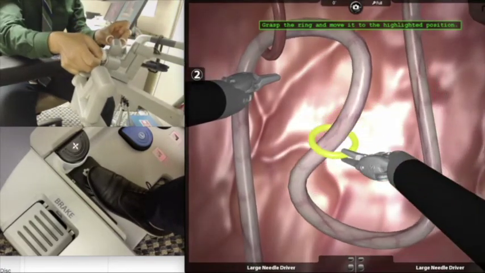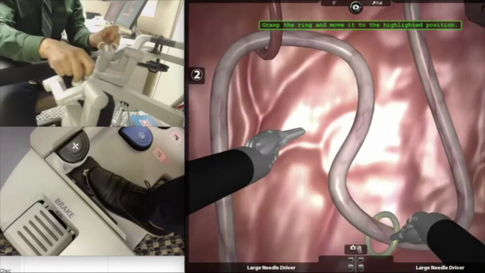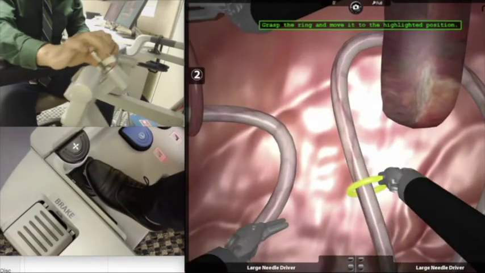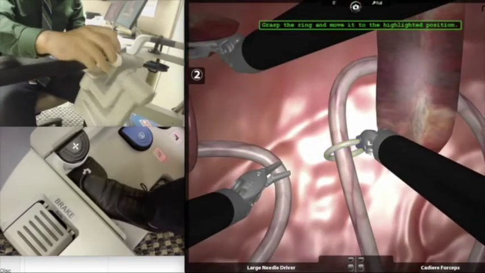Here's an example where the ring gets snagged onto the tube. You avoid that by engaging the end wrist and keeping the ring in the middle of the tube at all times. This is a good example of ineffective planning.